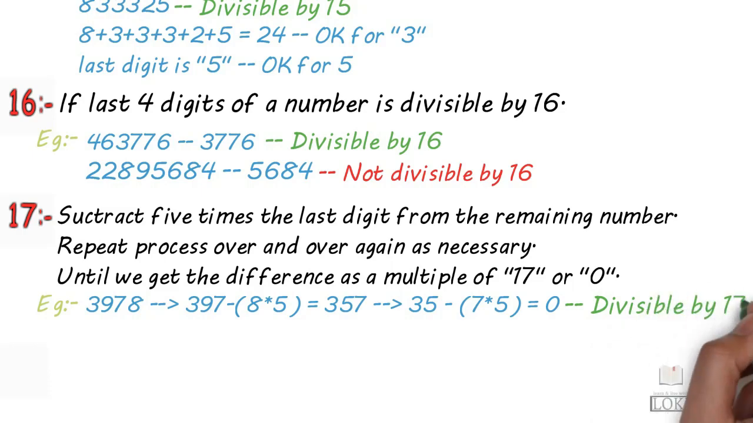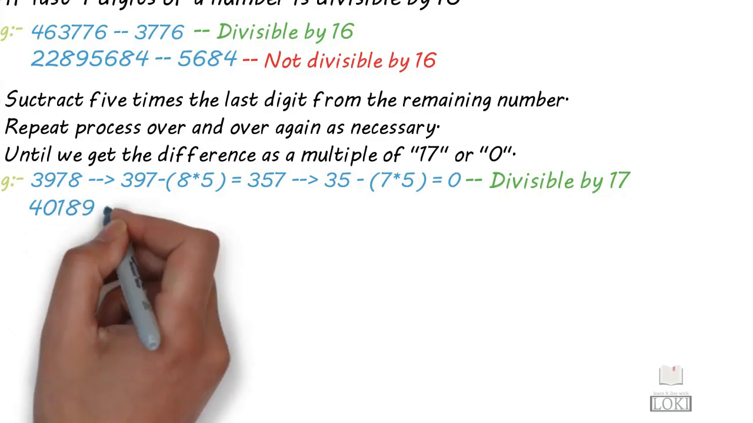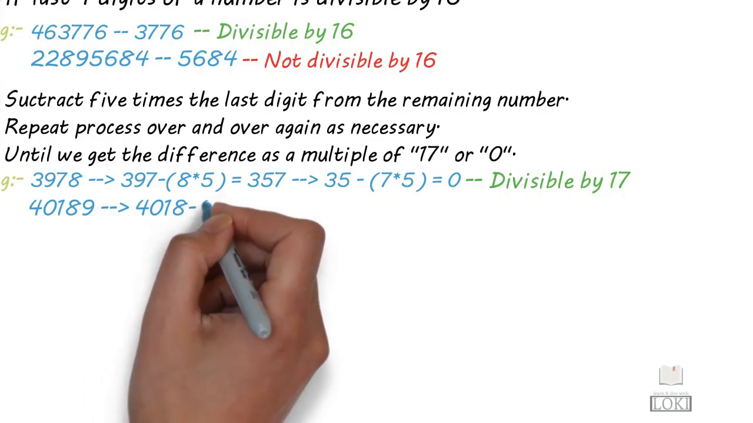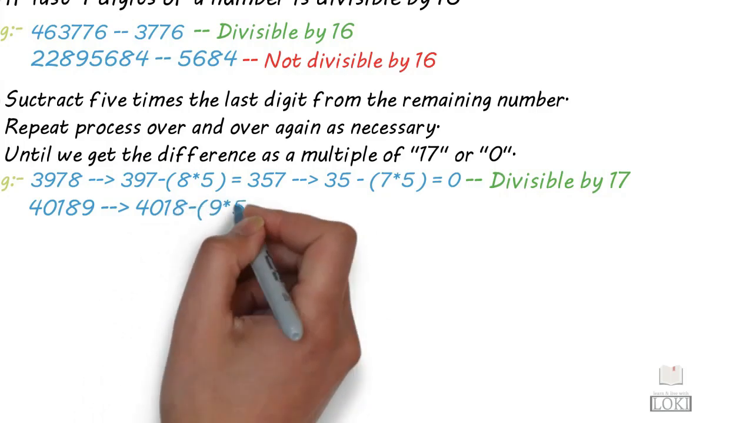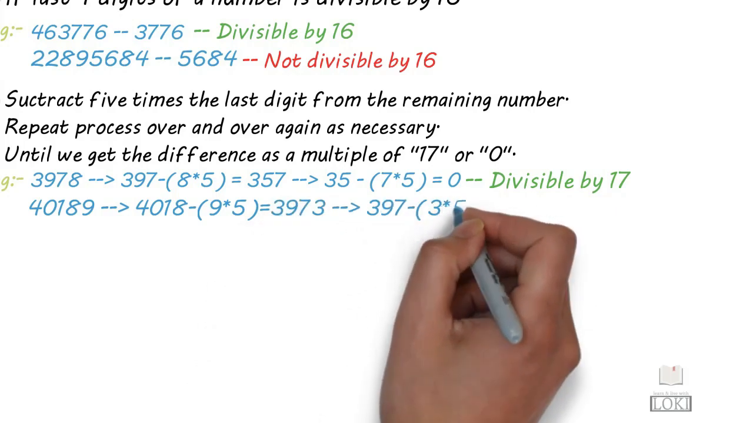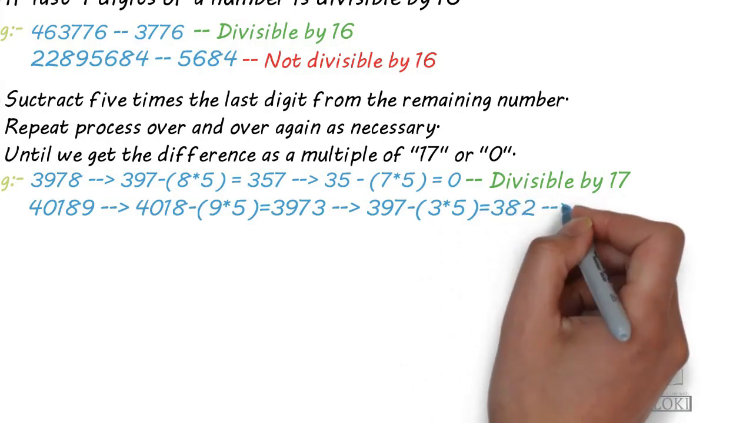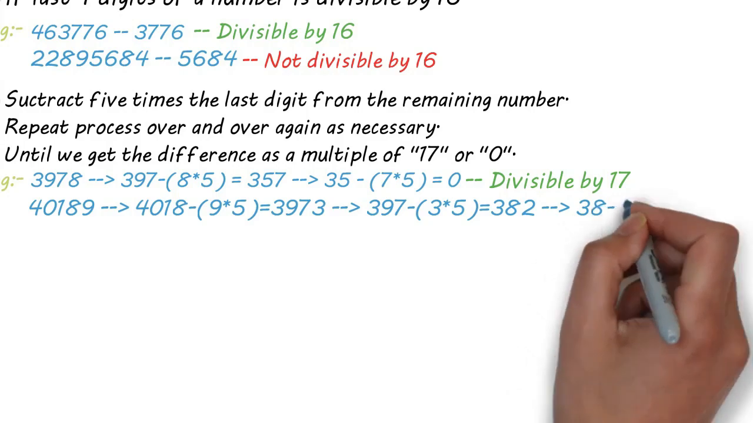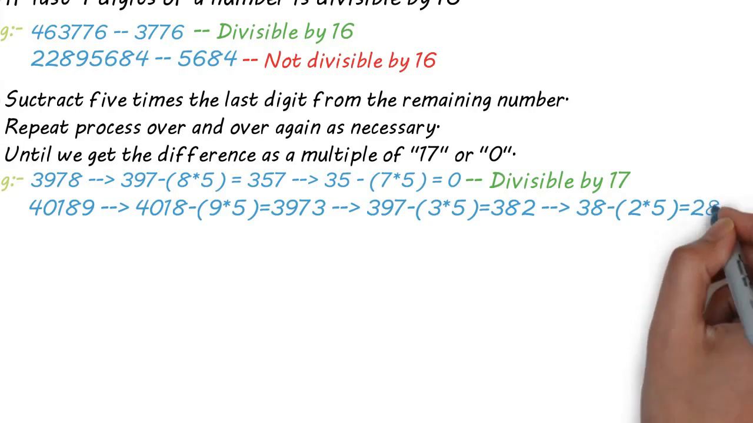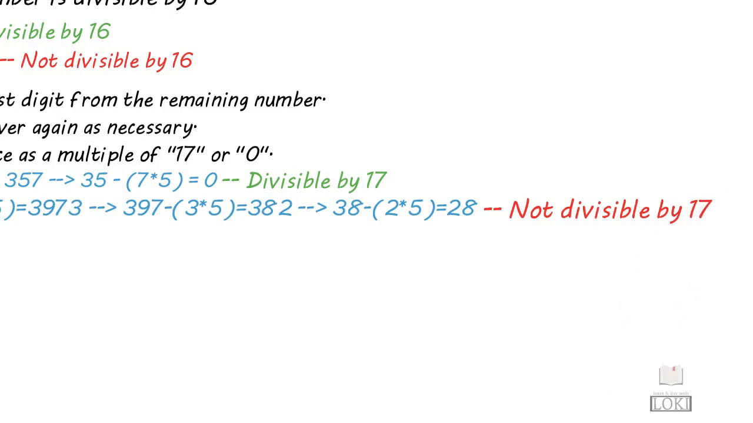Let's see another example. Here 40189. Multiply the last digit by 5 and subtract it from the remaining digits. We get 3973. Repeat the same process again and again. And here, after doing a lot of process, we got the answer 28. And 28 is not a multiple of 17, so this number is not divisible by 17.